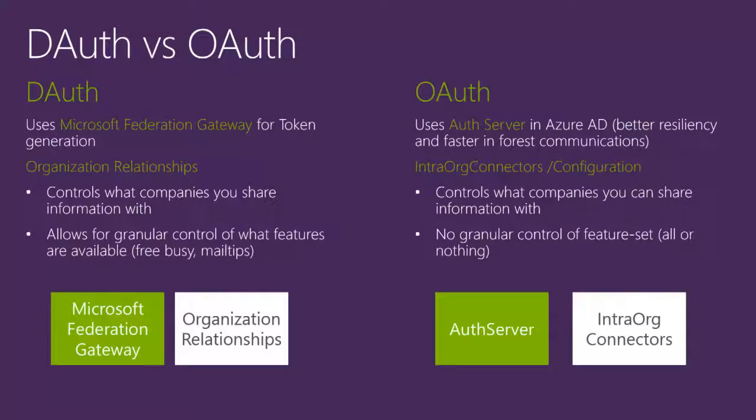So right now, today, there is, I'd say, a feature gap. You win some features by using OAuth, but you lose some features by having OAuth. And that is why the Hybrid Configuration Wizard does both for you. It will set up OAuth, but it will also set up the organization relationships and the trust with the Federation Gateway so that you can have the best of both worlds and everything works.